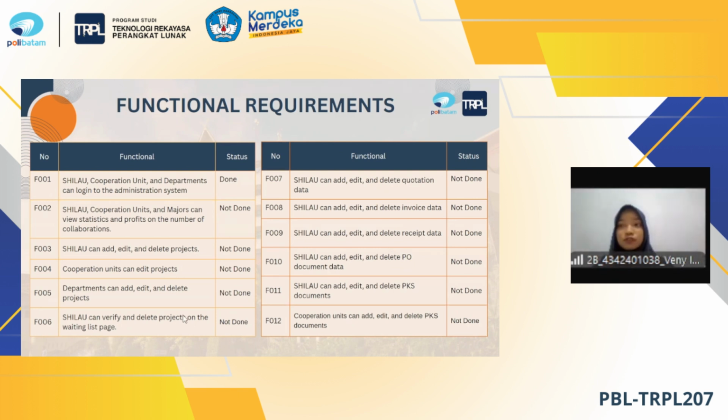Here we have 24 functional requirements. First, users such as Silau, Corporation Unit, and Department can log into the administration system. After that, users can view the statistics and profit of the corporation amount. On the project page, the Corporation Unit can edit projects, while Silau and Department can add, edit, and delete projects. However, projects edited by departments will go to the waiting list page, which will be verified or deleted by Silau.